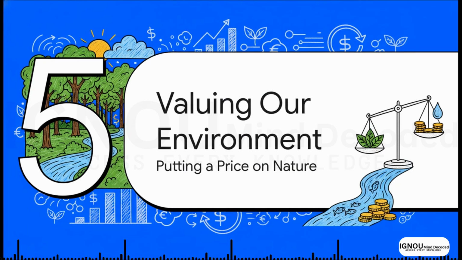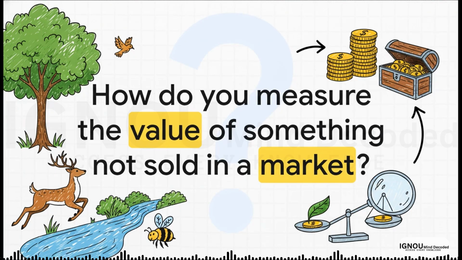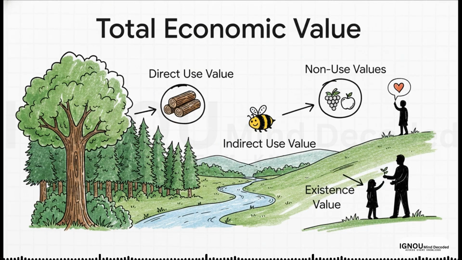This all leads us to a really fascinating and, frankly, a very difficult question. How on earth do you put a price tag on nature? I mean, what is the monetary value of a beautiful forest or a clean river? This is a massive challenge, right? Because if something doesn't have a price, it often gets treated as if it has zero value, and we all know that's just not true. So to make good policy decisions, we need to find some way to measure the economic value of these natural treasures. To solve this, economists came up with the idea of total economic value.